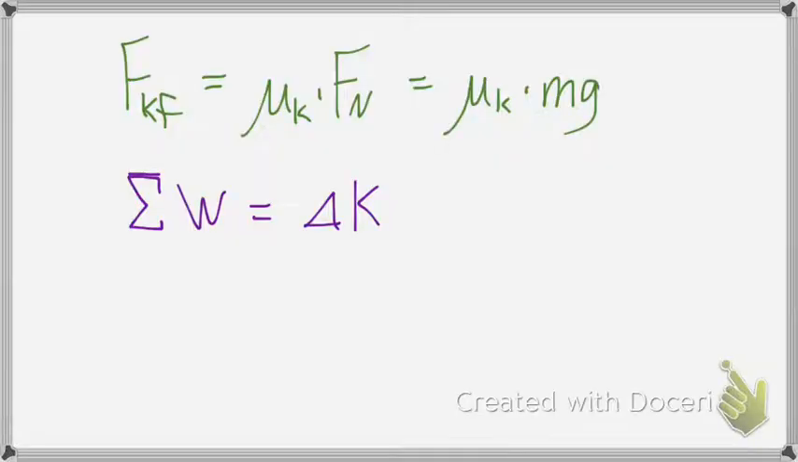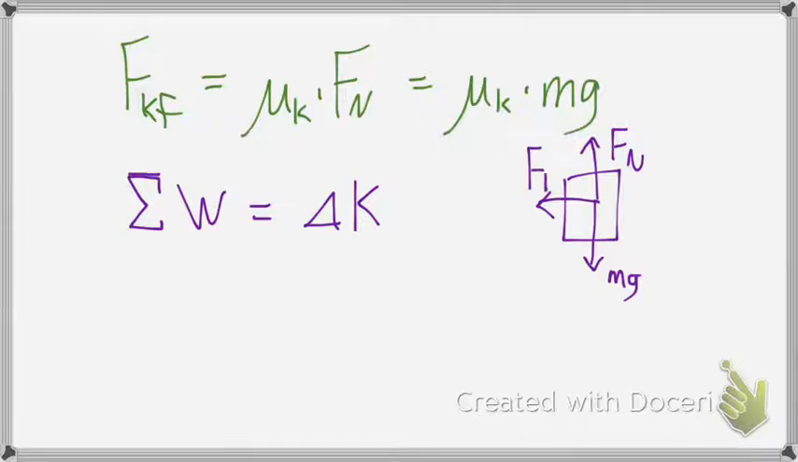I know that the total work done on an object is the change in the object's kinetic energy. And I also know that since this object had a force of gravity, a normal force, and a force of friction, the only force doing work here is friction, because normal and gravity are canceling each other out. So I could say that the force of kinetic friction times distance is equal to the change in kinetic energy. Let me just solve for the work first.